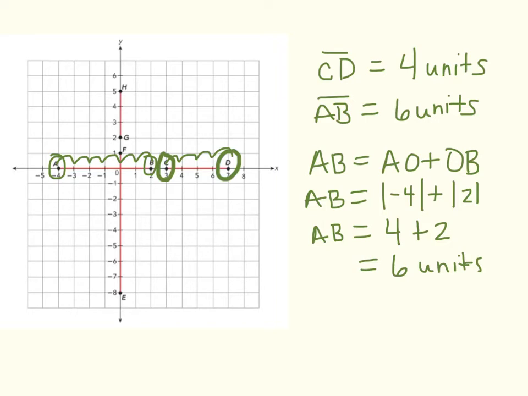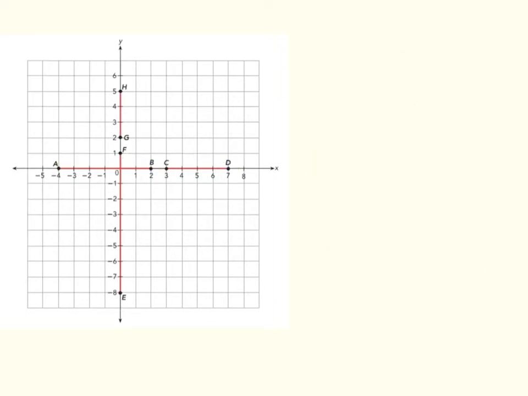Let's go on to EF. The coordinates for point E are 0, -8, and the coordinates for F are 0, 1. So just as we have with our other line segments, we're simply going to count the distance between -8 and 1. That'll be 1, 2, 3, 4, 5, 6, 7, 8, and 9. So EF is 9 units in length.